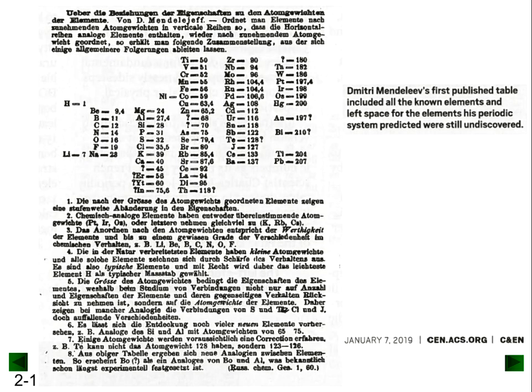This is a picture of Dmitry Mendeleev's first periodic table. Dmitry Mendeleev is credited with coming up with the first effective periodic table. Last year was the 100th anniversary of his periodic table. This is arguably the most important discovery in chemistry ever.